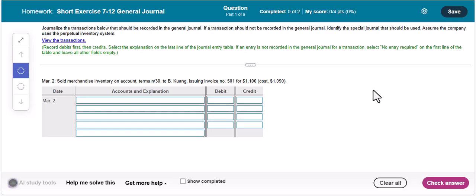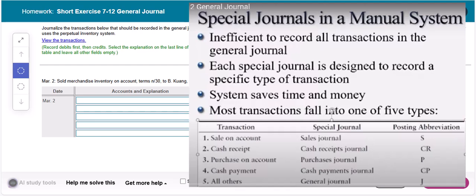Short exercise 7-12, General Journal. So let's review some things about the special journals. So special journals in the manual system, but also in a software package such as QuickBooks.